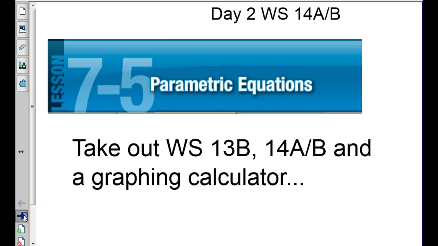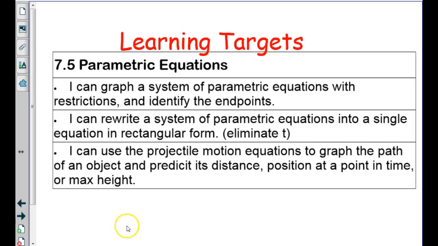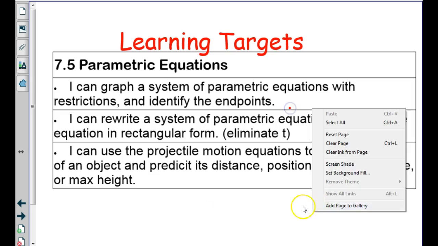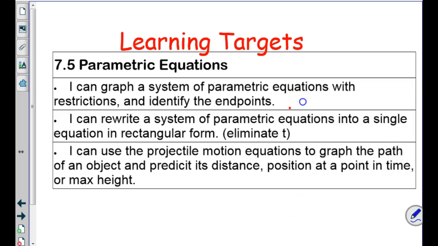But 14 has a great warm-up. Again, our learning targets are to be able to eliminate t, to graph any kind of parametric, including using the calculator. That would be those two, and then today we're finally going to get to talk about projectile motion. All right.